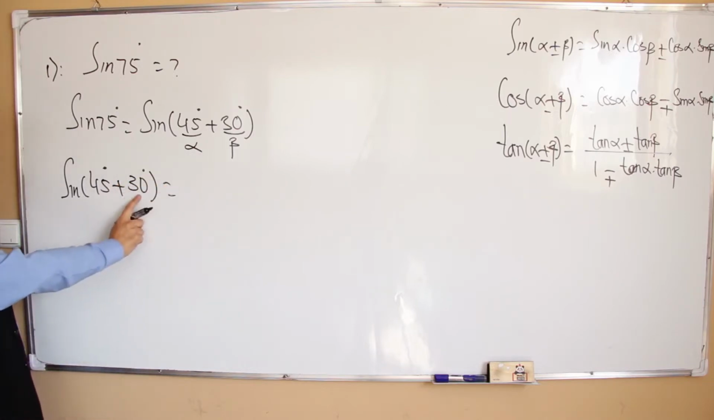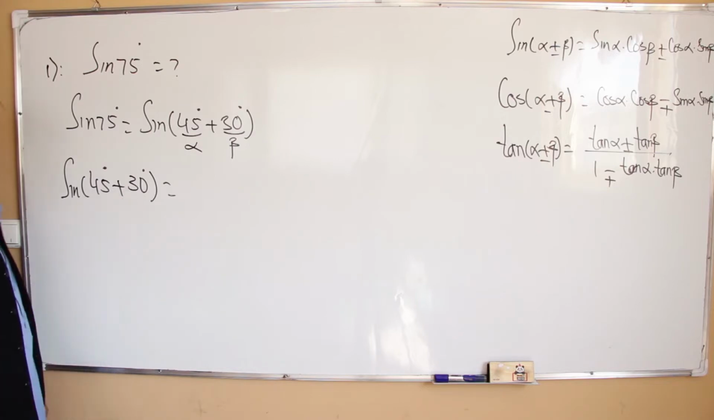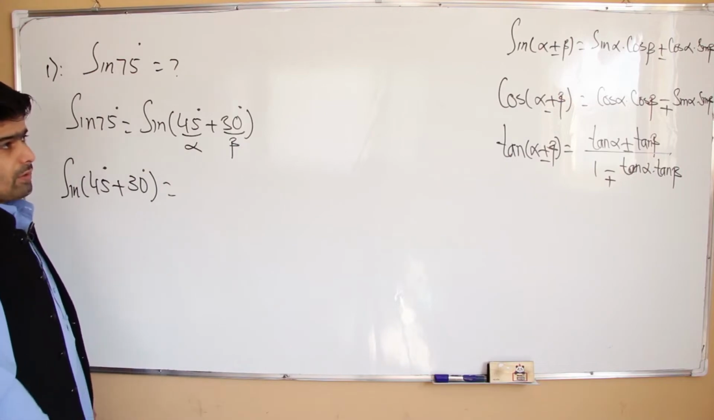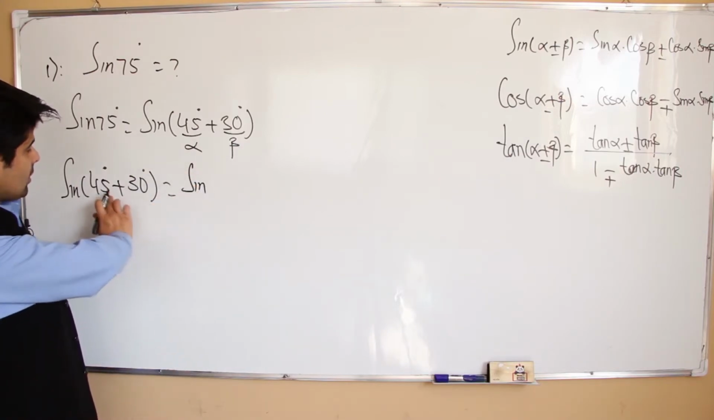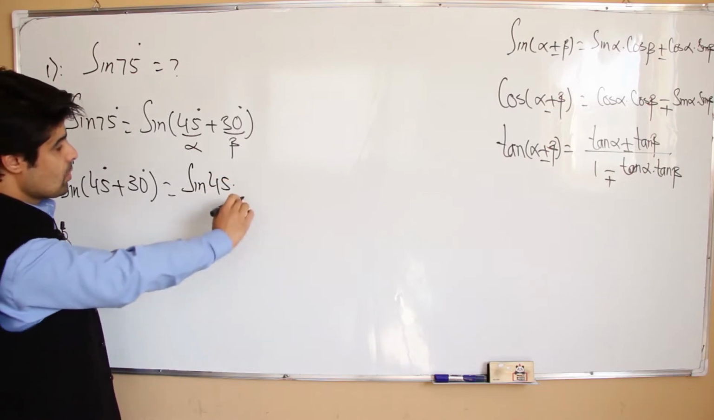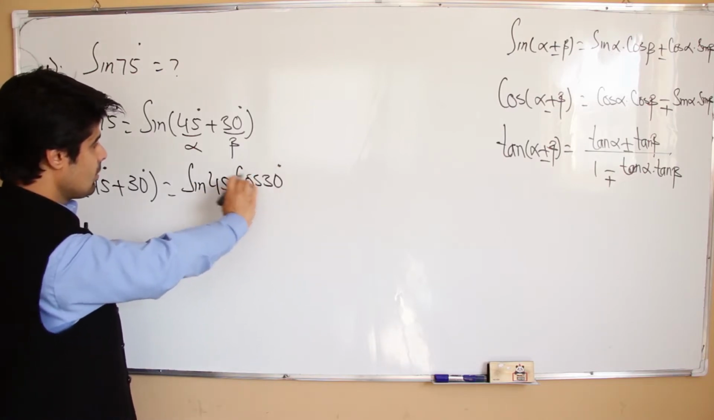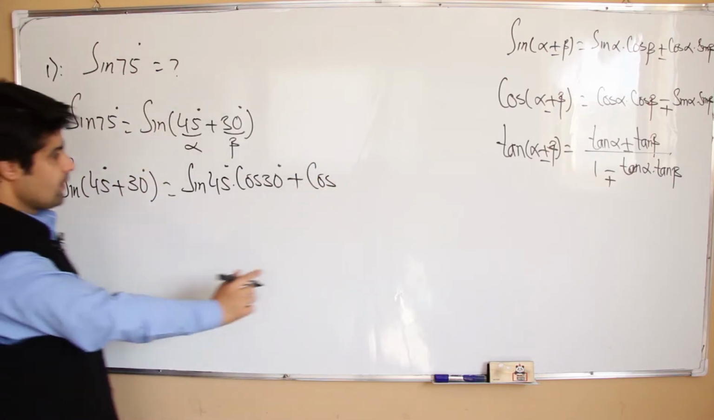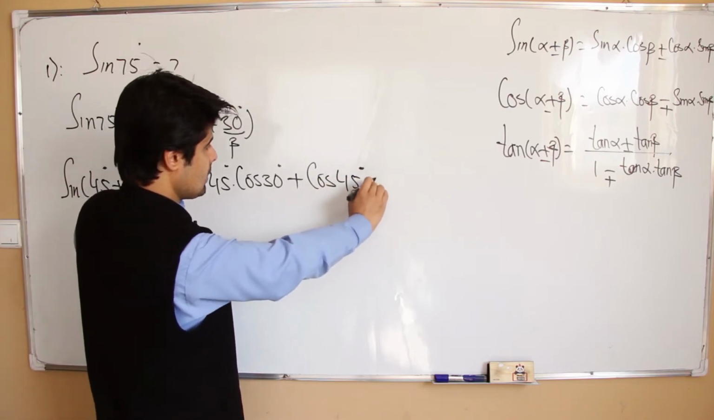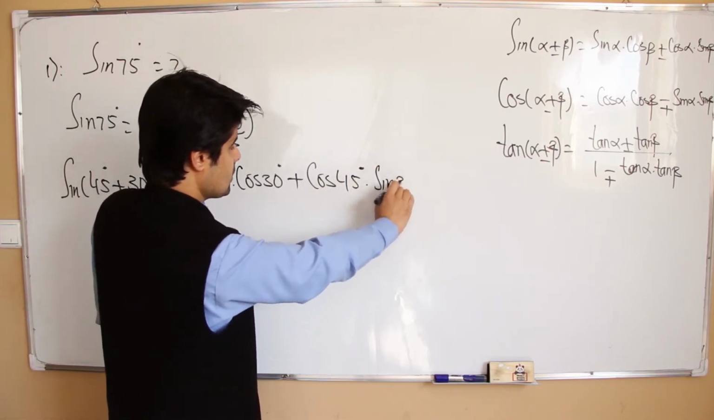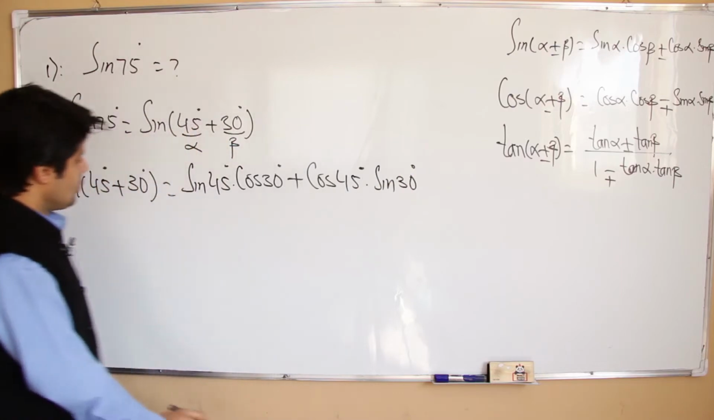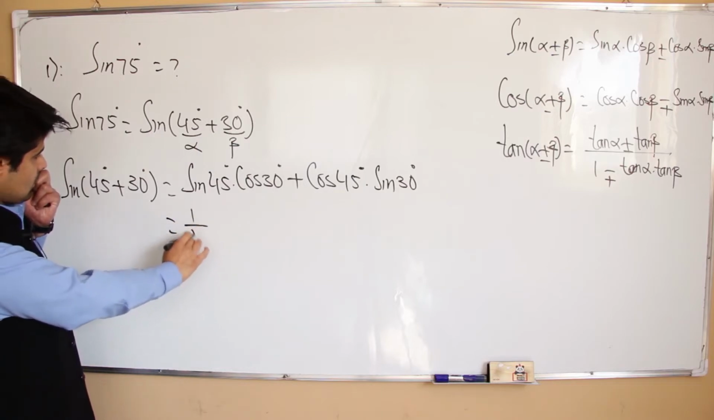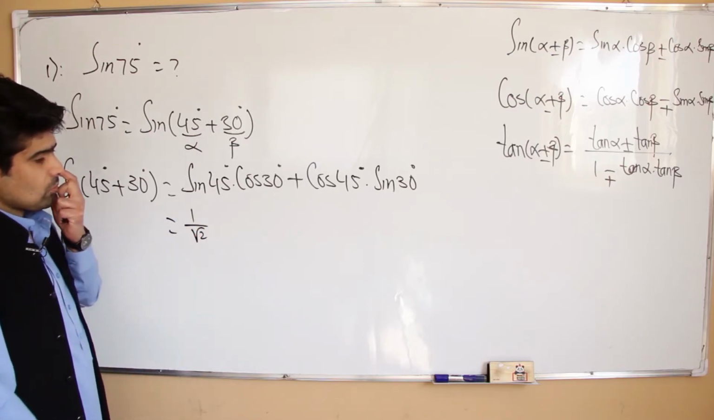Now, if this one is alpha and this one is beta, sine alpha plus beta, the first relation, I think, is sine alpha cosine beta plus cosine alpha sine beta. Sine alpha, alpha is 45, times cosine beta, beta is 30 degree, plus cosine alpha, alpha is 45 degree, and sine beta, which is 30 degree. Now, what do you know? What is sine 45? It is 1 by root 2. Am I right or not? Or root 2 by 2.